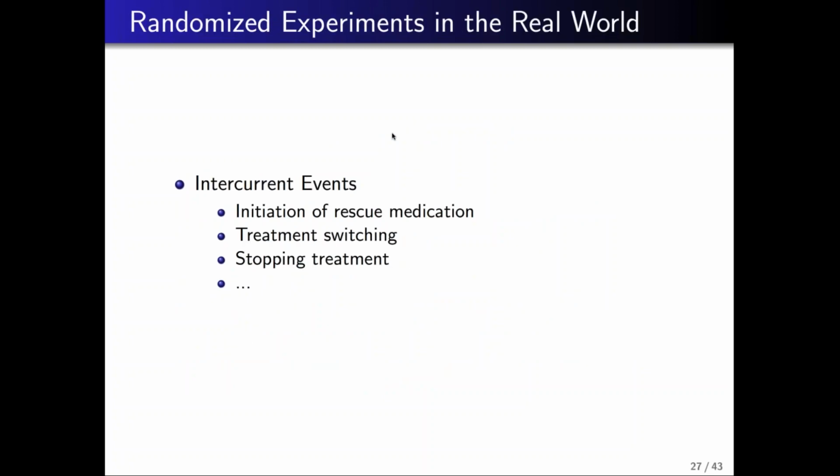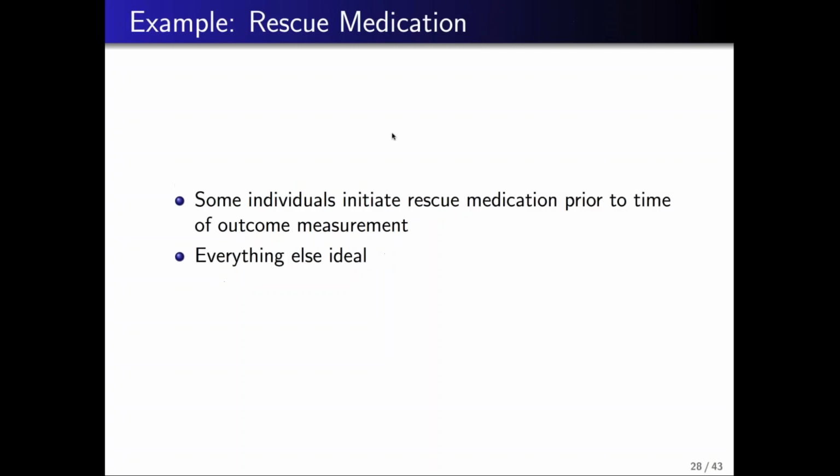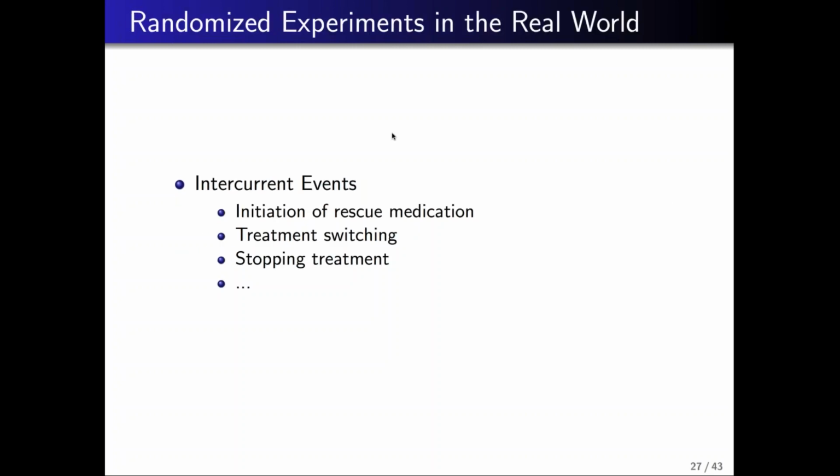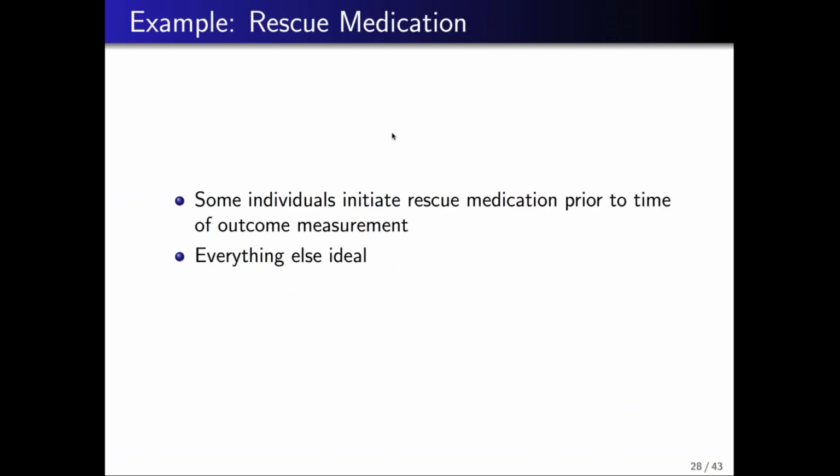Okay, so now we're going to move towards intercurrent events. The ICH addendum talks about intercurrent events. Examples of intercurrent events are, say, after randomization, people initiated rescue medications, or people switched from one treatment to the other, or people stopped taking treatment. And the question is, how do I define causal effects in the presence of intercurrent events? I'm going to focus the rest of my talk, and I have about 15 more minutes, on the example of rescue medication.